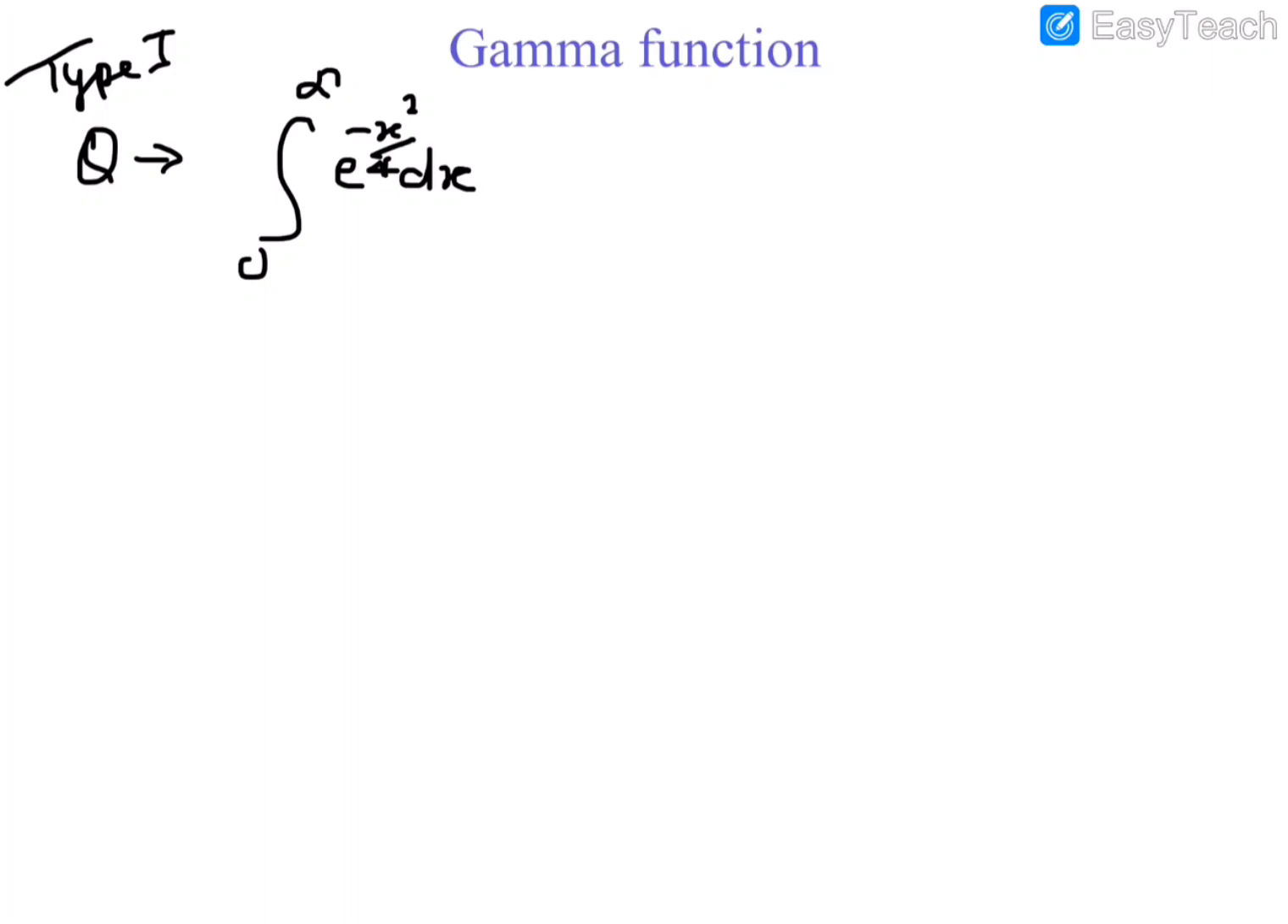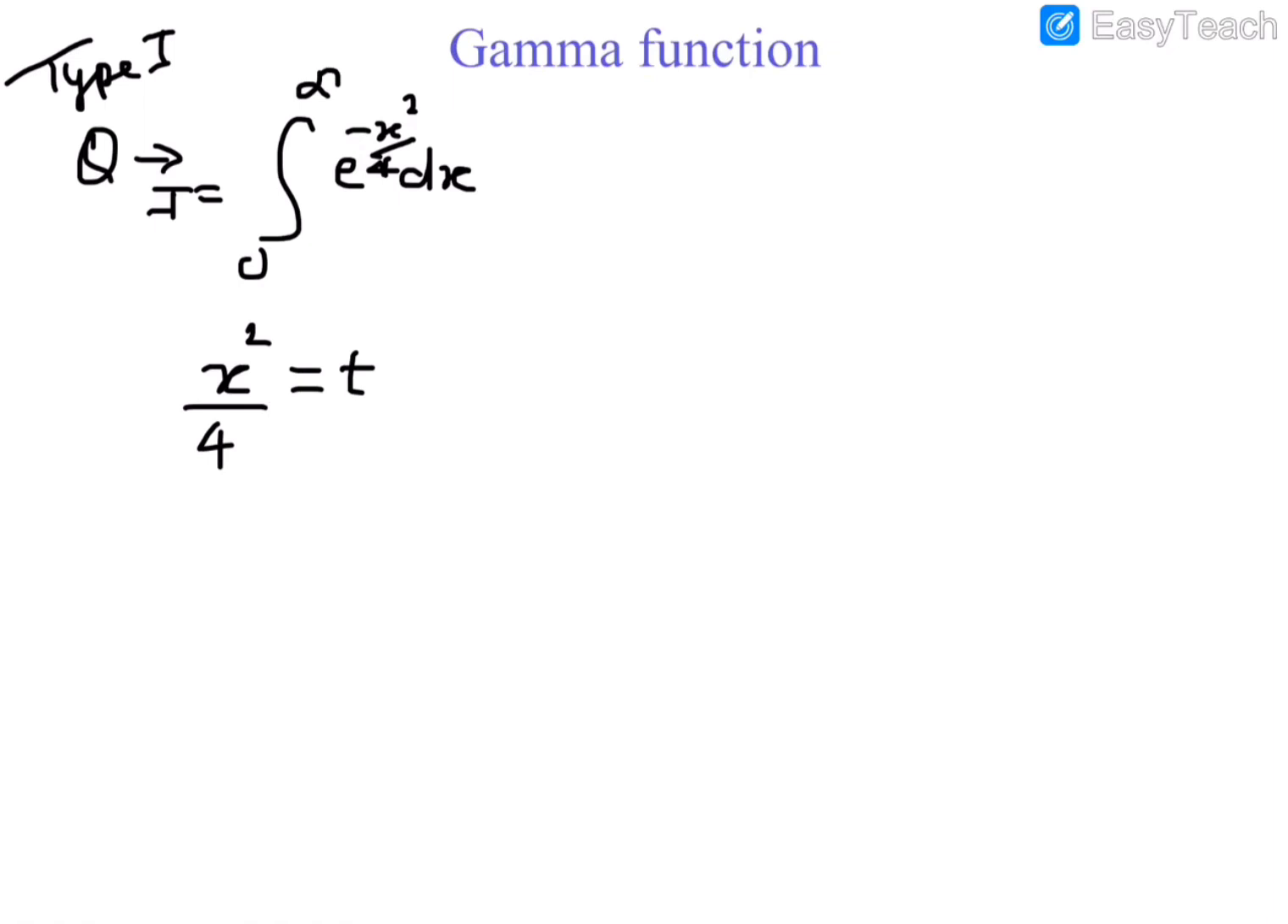So now let's deal with the next question. The next question is the integration from 0 to infinity of e raised to the power minus x square by 4 dx. Again we are going to use the same substitution method: x square by 4, please remember, we never take the negative sign over here, is equal to t.